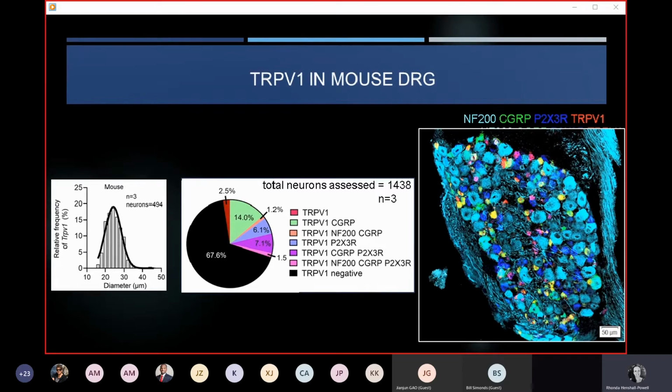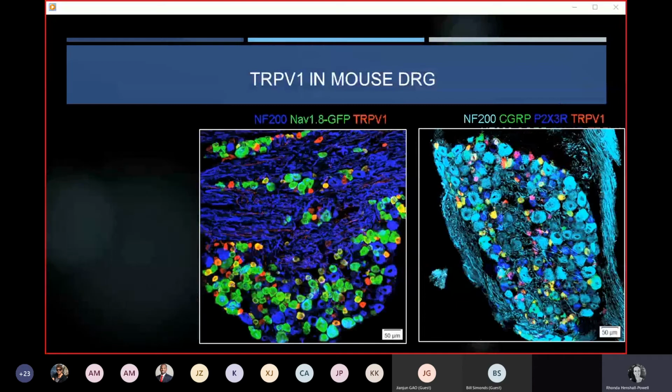And if you look at the pie chart, TRPV1 is expressed in around 30% of the cells. So these are a really small population of neurons, and they are also small diameter, as shown on the left histogram. This has also been shown at the protein level. If we do protein staining for TRPV1, it's in around 30% of the cells as well. So the mRNA and the protein data appear to be matching in mouse.